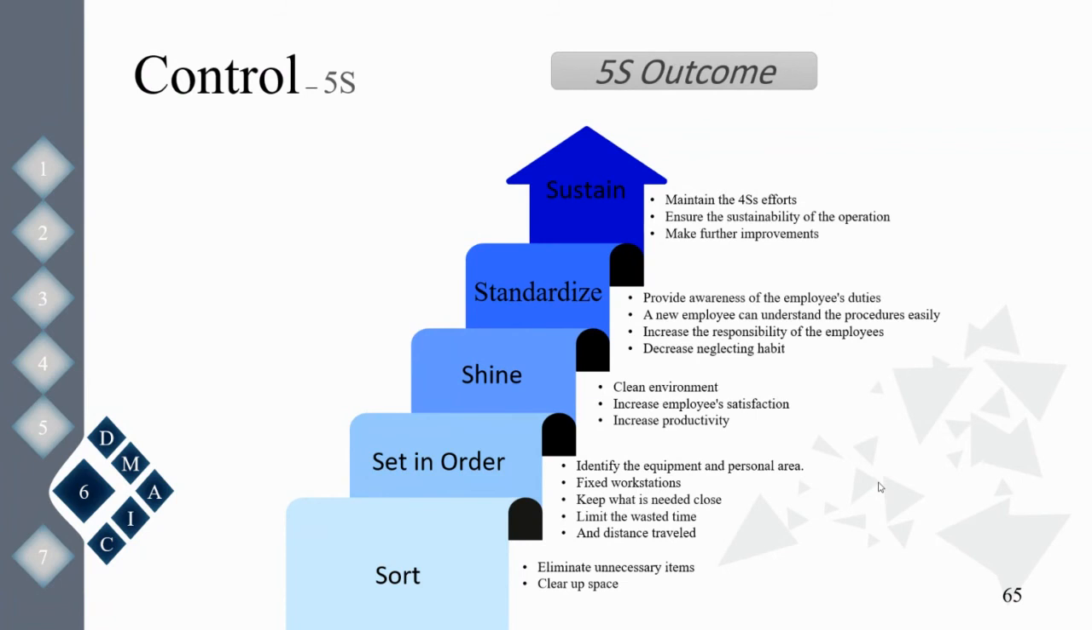The final S, which is Sustain, maintains the 4S efforts, ensures the sustainability of the operation, and makes further improvement. And after applying the DMAIC and the tools for each phase, we provided this video to clarify the final shape of this project.